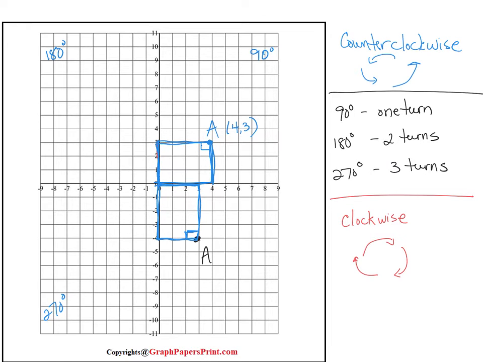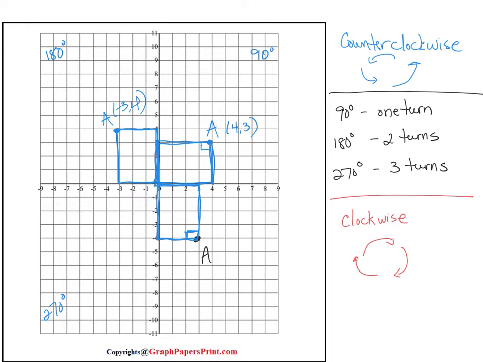If I want to turn or rotate point A 180 degrees, that's going to be 2 turns. So I've already done 1. So a second turn is going to put me at 180 degrees, because 90 plus 90 is 180. And point A becomes here at -3, +4.